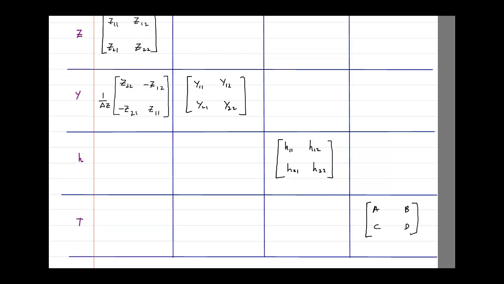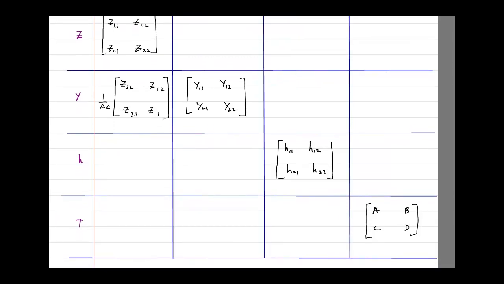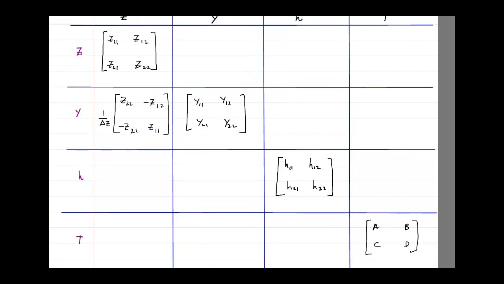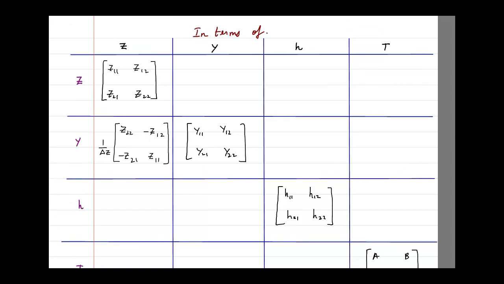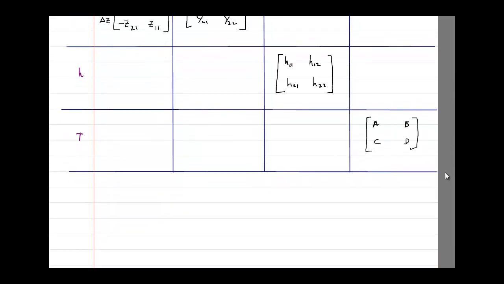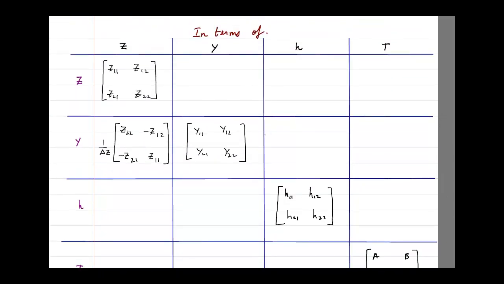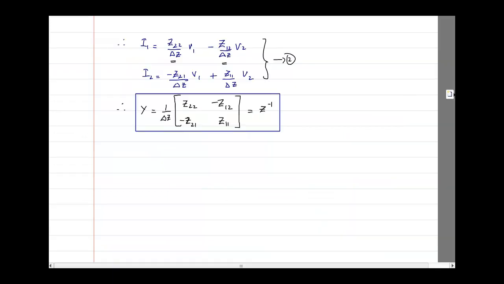So how many blank spaces remain now? Including the one we just did, you will find there are 11 remaining. So we have 12 small derivations to do to find the answer for this one. We will do that one by one. We have just solved y in terms of z. Next we have to do h in terms of z.